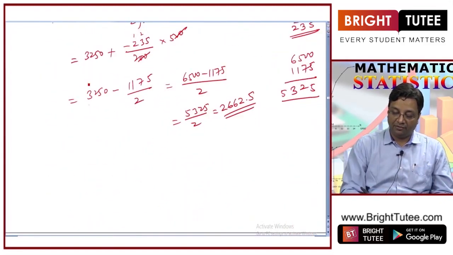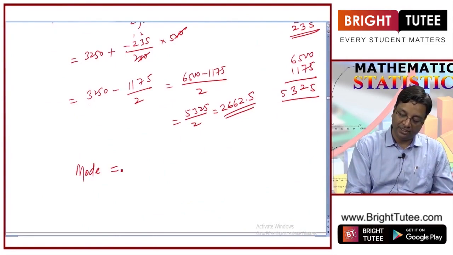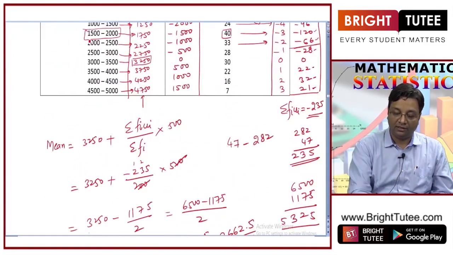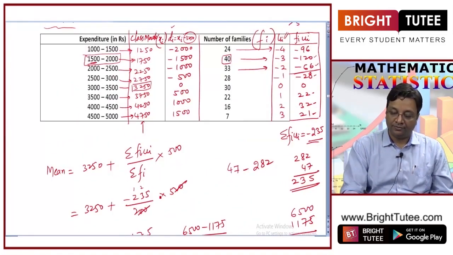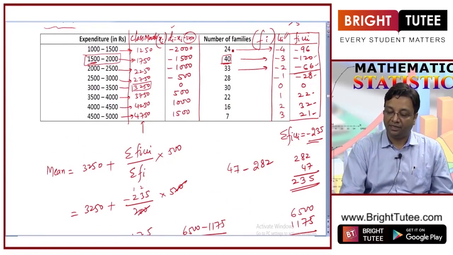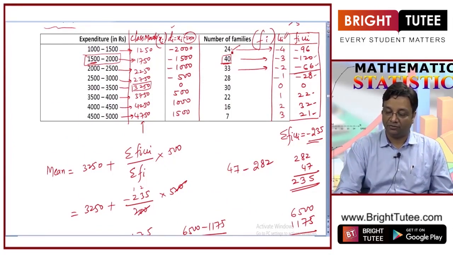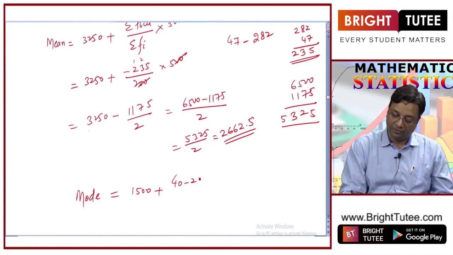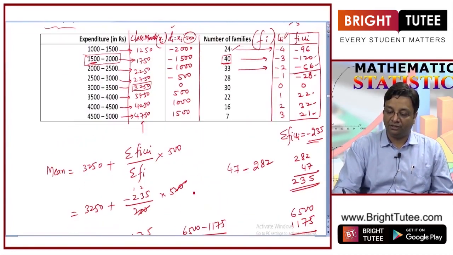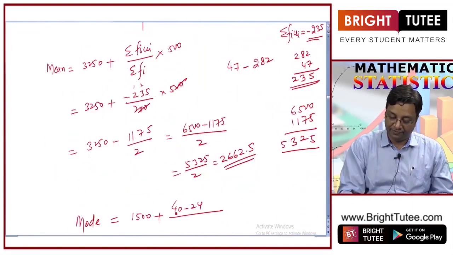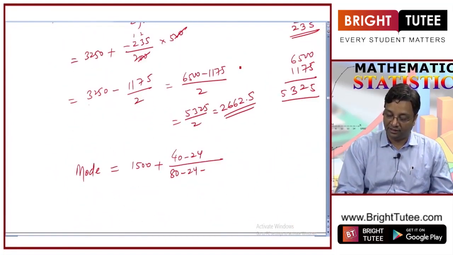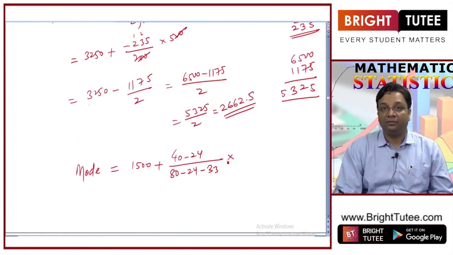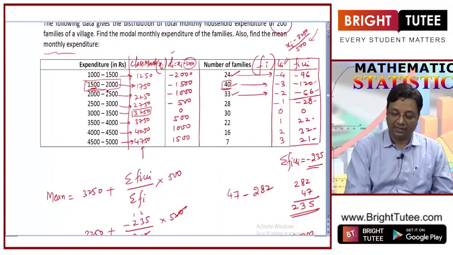Okay, so I'll directly apply the formula for mode. It is equal to the lower limit of modal class, that is 1500, plus frequency of modal class 40 minus frequency of class preceding the modal class. So 40 minus 24, divided by twice the frequency of modal class, that is 40 into 2, 80, minus 24, minus frequency of the class succeeding the modal class, that is 33 in this case, and you have to multiply it with class length, which in this case is 500.